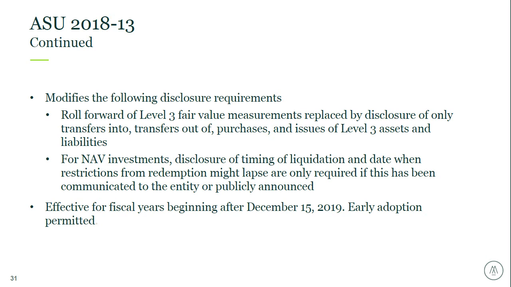So that really eliminates the burden of trying to hunt down your contacts and get the information necessary for disclosures. If they're not communicating that to you or the public, you don't have to disclose. And this would be effective for fiscal years beginning after December 15th, 2019. So again, that would be your calendar year ends for 2020 or fiscal year ends for 2021.